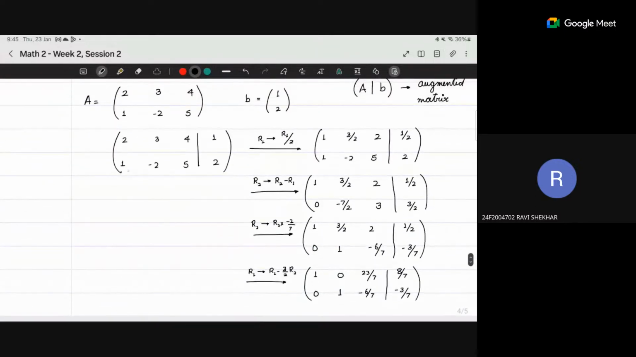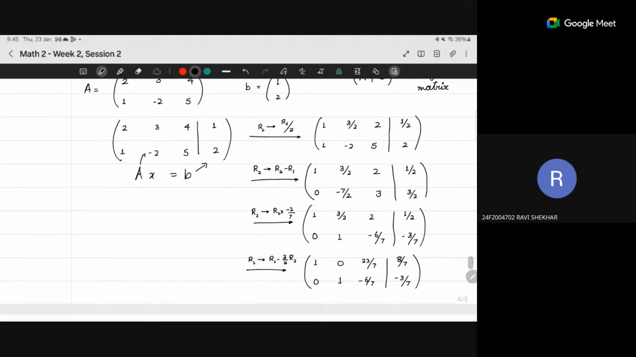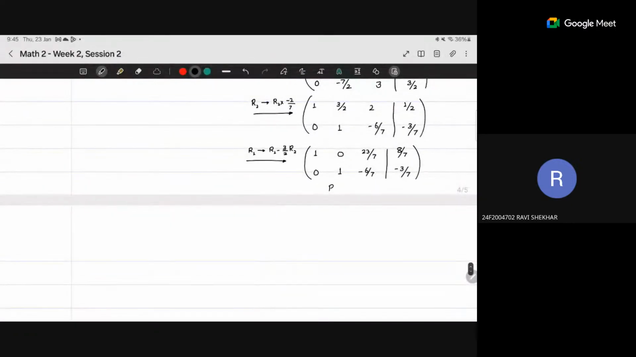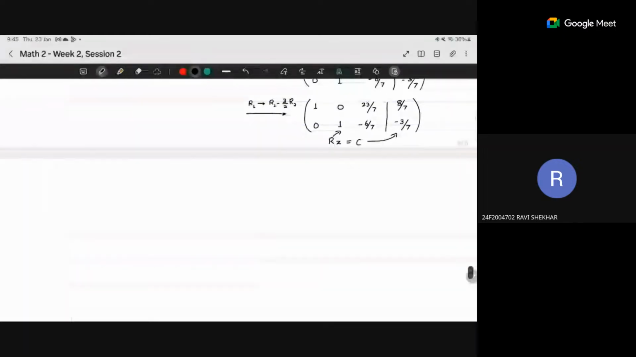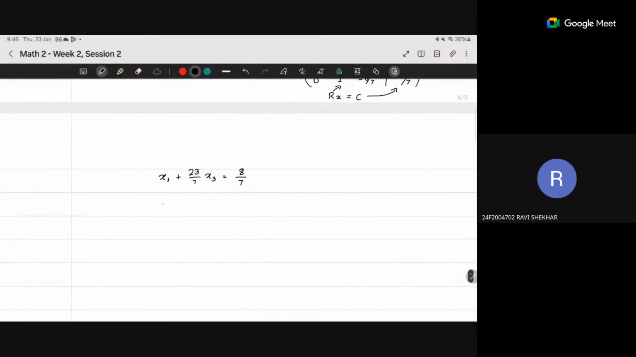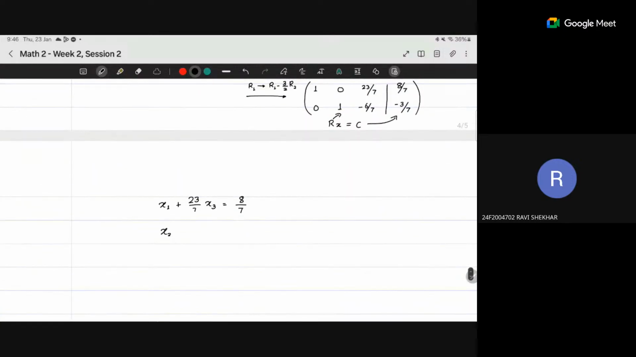So initially we had AX equal to B, and this is A, and this is B. Now we have Rx is equal to C. This is R, this is C. Now what is the solution of Rx is equal to C? You'll have x1 plus 23 by 7 x3 is equal to 8 by 7, and x2 minus 6x3 by 7 is equal to minus 3 by 7.